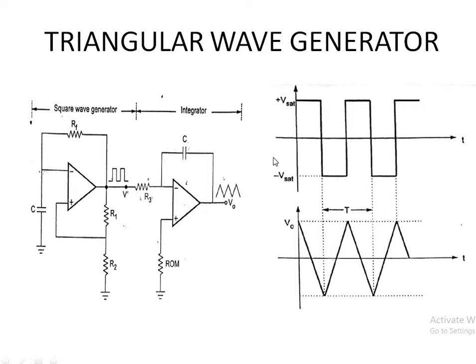Similarly, the next stable state is positive V saturation. During positive V saturation we will get a negative ramp signal, and this continues. As a result we get a triangular wave signal. What is the specialty of a triangular wave signal? By observing it we can understand that the time period of the triangular wave signal as well as the time period of the input square wave is the same. That is, the frequency of the triangular wave and the square wave input is the same.